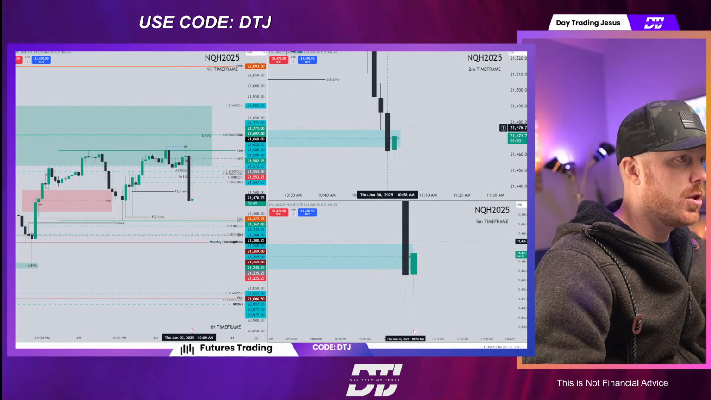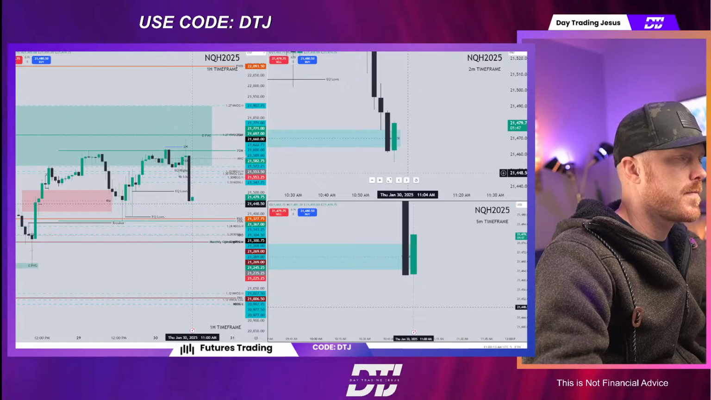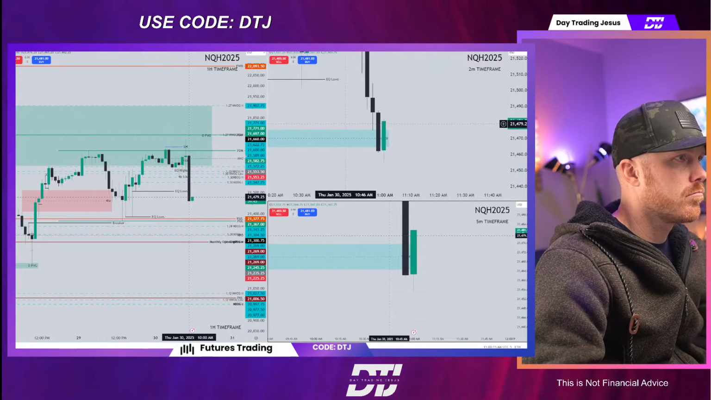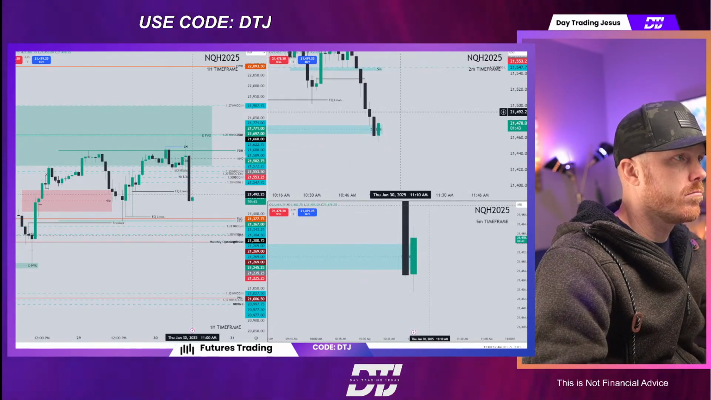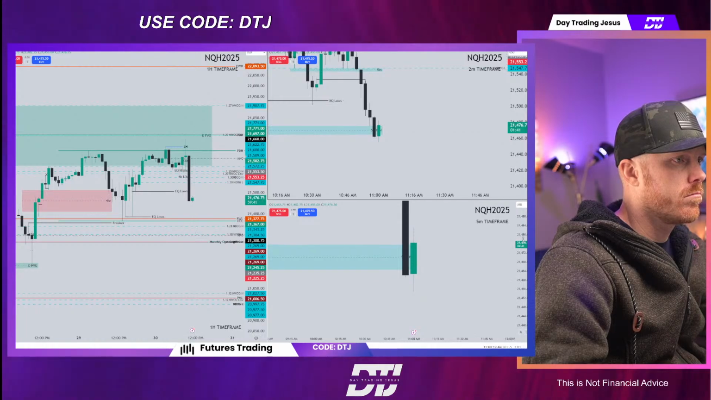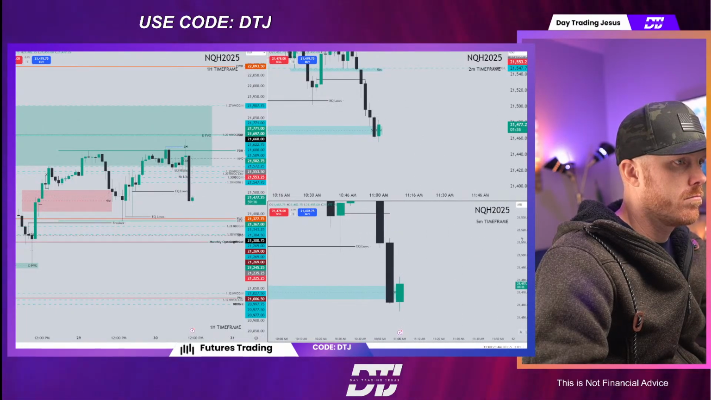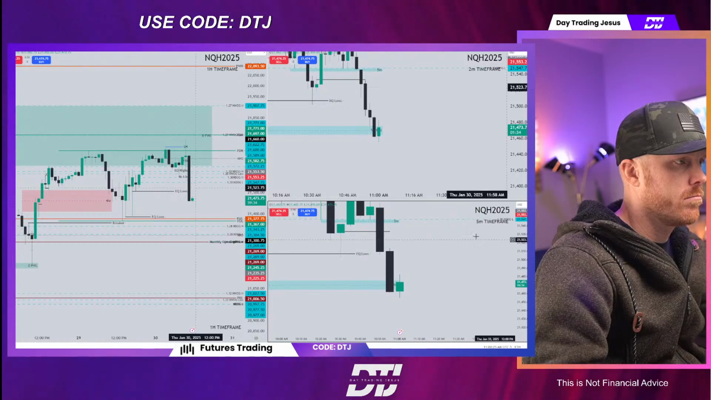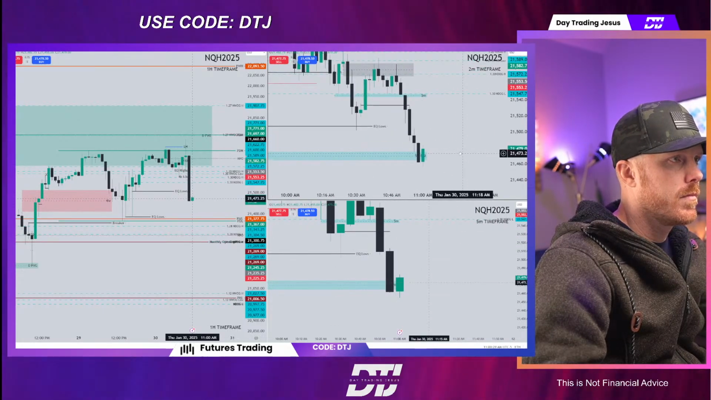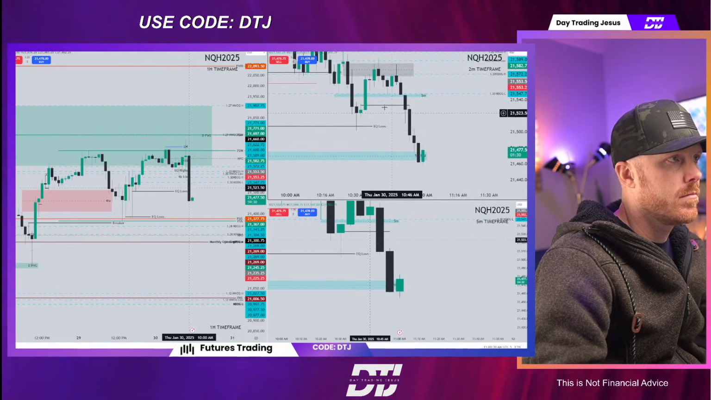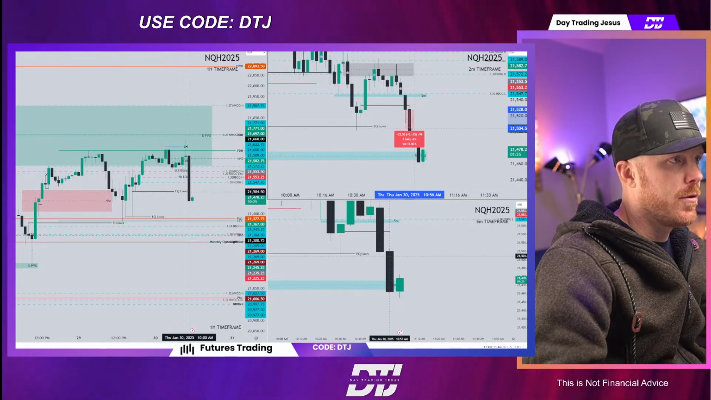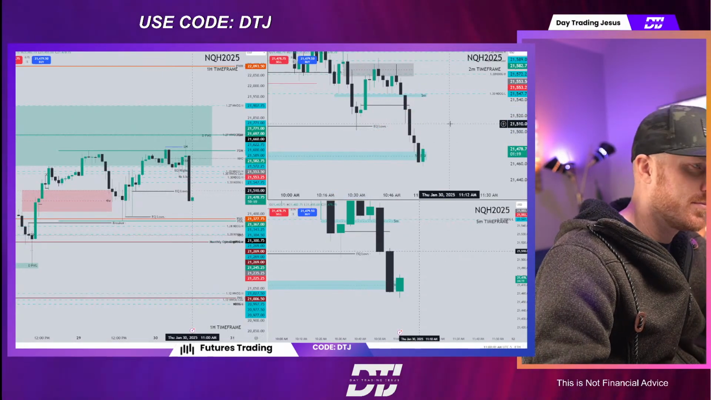So 5-minute just closed through. I mean, that inversion that I didn't take to the downside because of the equal lows ended up printing 65 handles.